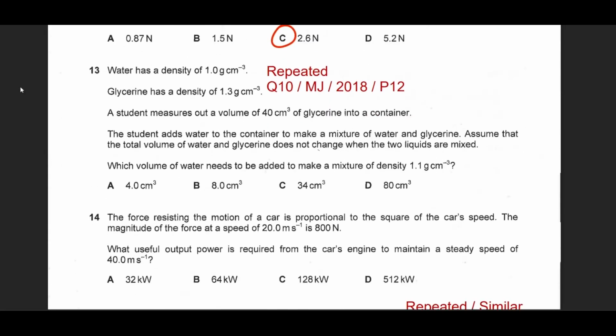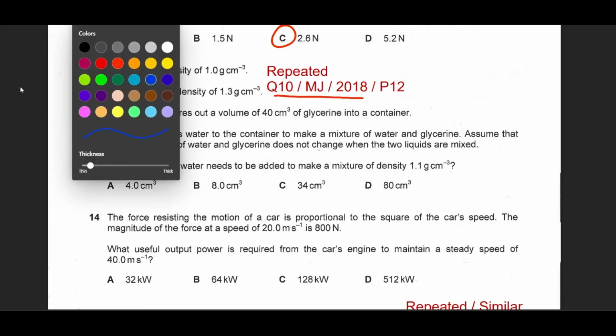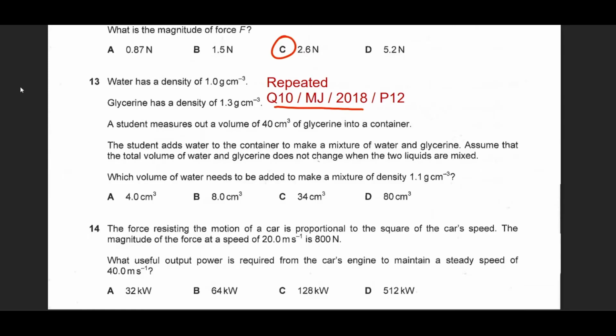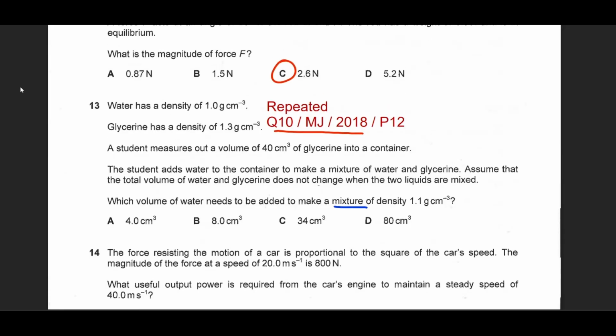Question number 13 is a repeated question from this year and variant. And over there I've also explained a shorter method to solve this question, but let's try to make the equation. So this is a question of the final density of the mixture, right? So that will be the average density. That should be total mass divided by total volume, right?